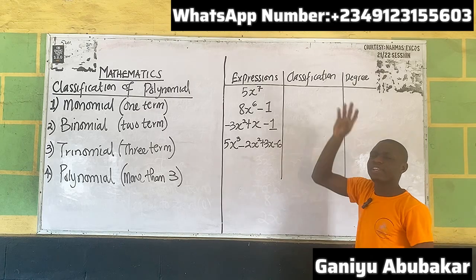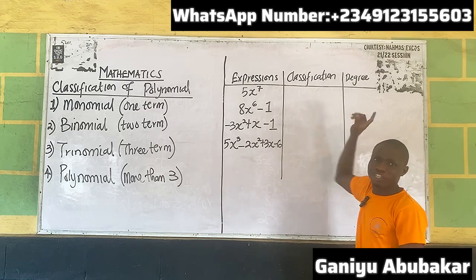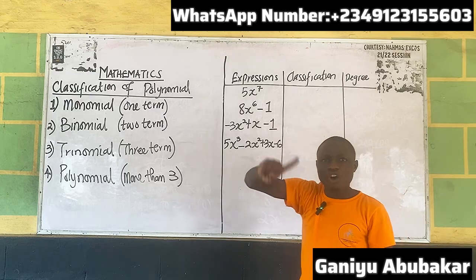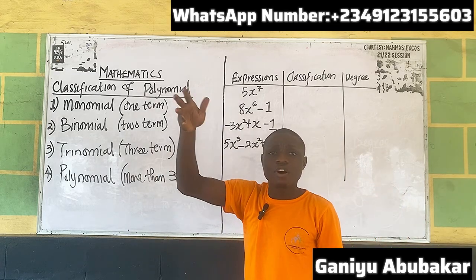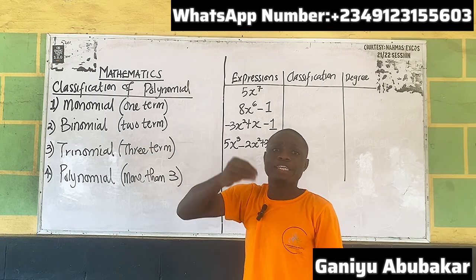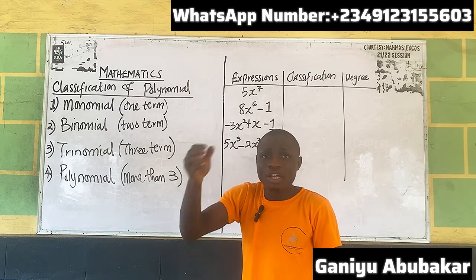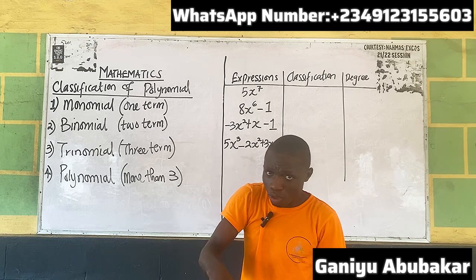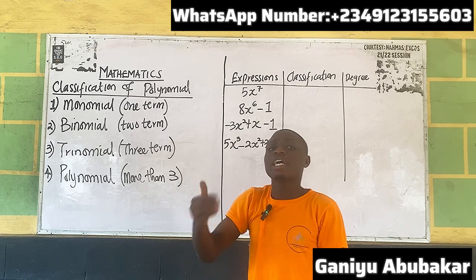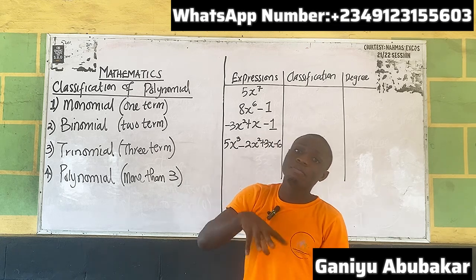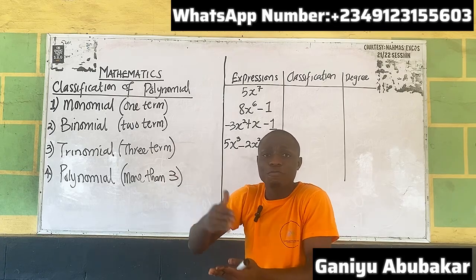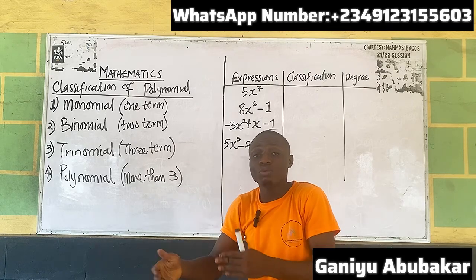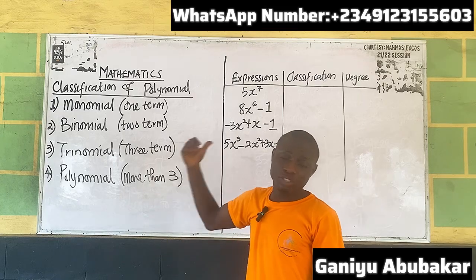There are basically three things to watch out for when it comes to degree. Number one, the degree of a constant term is zero. Number two, the degree of a term in a polynomial is simply the power or the exponent on that variable. But if you have more than one variable in a term, the degree becomes the sum of the degrees of each individual variable in that term, as we said earlier.